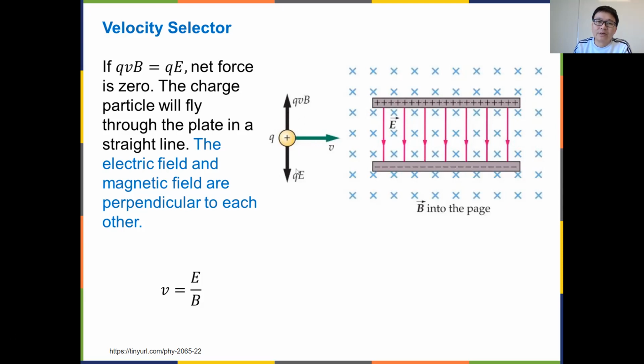And then Q and Q will cancel, so VB equals E, so V equals E divided by B. Okay, so if you know your electric field and magnetic field, then you are certain what velocity the charges will have when they come out. You can calculate what that velocity would be. Okay, so that's called a velocity selector.